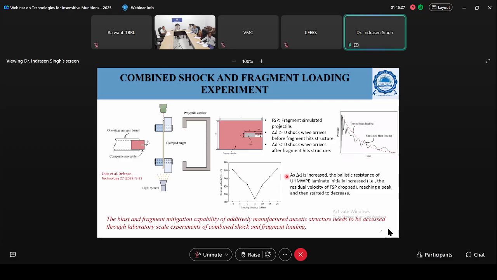And one author has shown that this combined effect has a significant role in the ballistic resistance of some fiber composite. In the literature, this kind of study has not been reported yet for auxetic structures. So if you are developing a structure for combined shock and fragment loading, this has to be tested.